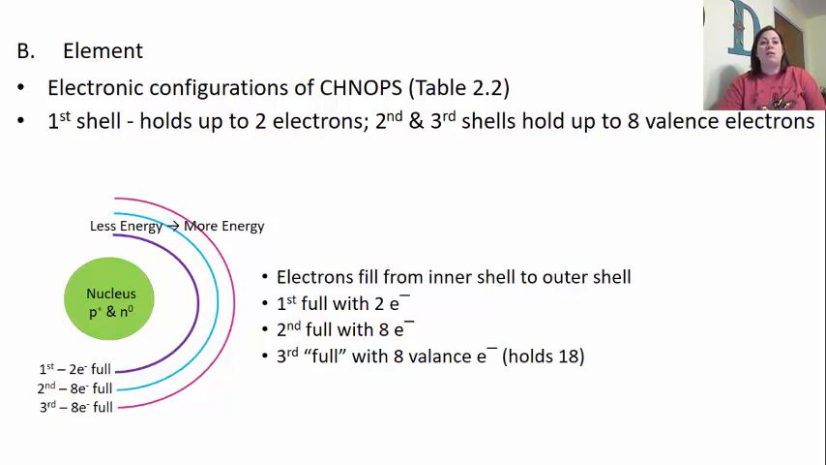But one thing to note about these configurations with the electrons is that the first shell around the atom's nucleus, so the first orbit that's there, can hold up to 2 electrons.